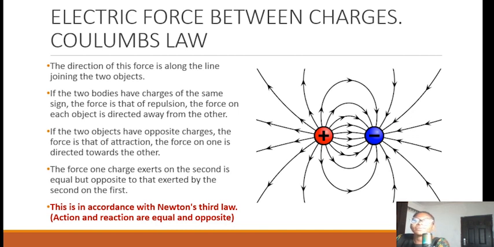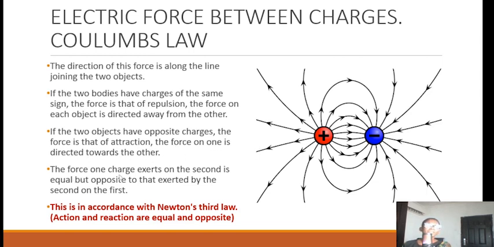Sorry about my diagram, but I'm just trying to explain that it's going to be the force of repulsion. They can never attract each other, because like charges repel, but unlike charges do what? They attract. I hope you understand what I'm trying to say. So if the two bodies have charges of the same sign, the force is that of repulsion. The force on each object is directed away from each other, so they run away. But if the two objects have opposite charges, the force is that of attraction. The force on one is directed towards the other.